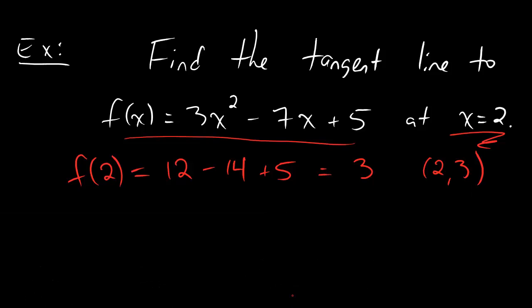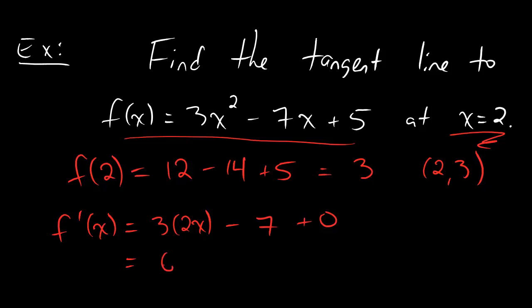So, let's get some more space here. We've got a point, but now we want a slope. And remember, slope comes from the derivative. So the first thing we're going to do to find the slope is take the derivative, and it's going to look like this. 3x squared becomes 3 times 2x, minus 7x becomes minus 7, and the 5 just becomes 0. Simplify, and we get 6x minus 7.